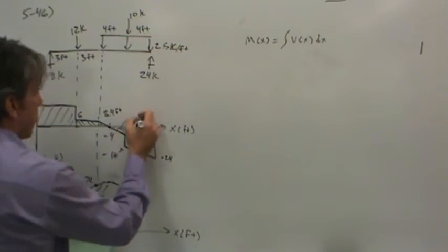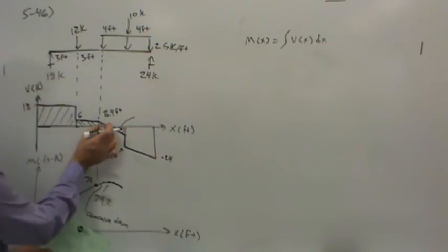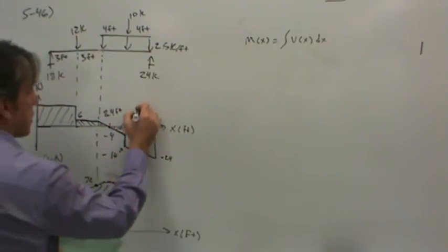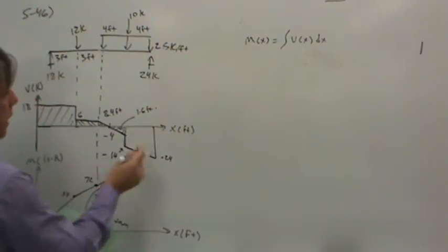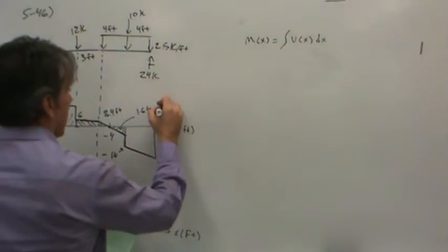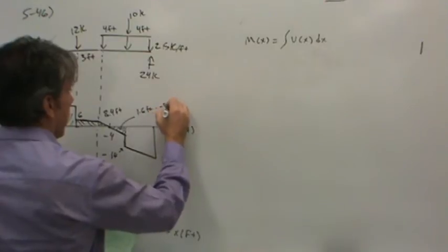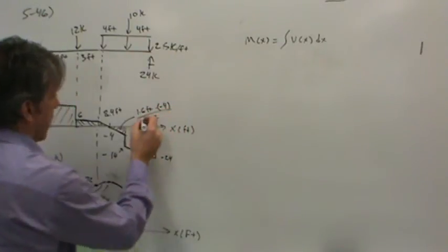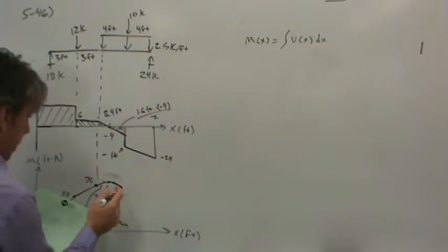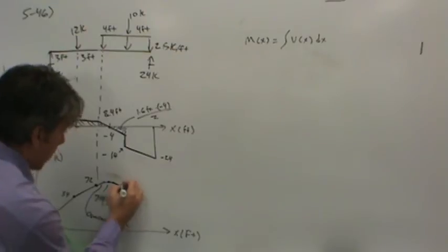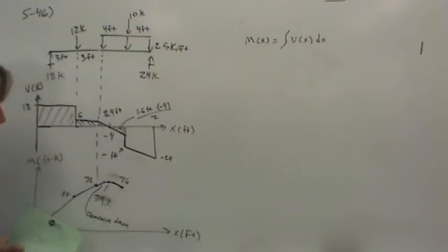In fact, the area of this triangle, let's see, if this is 2.4 and this is 4, this is 1.6, would be 1.6 feet multiplied by the height, which is -4 divided by 2. That's the area of that small triangle. When you add this to the 79.2, you come out to a moment of 76 foot kips.